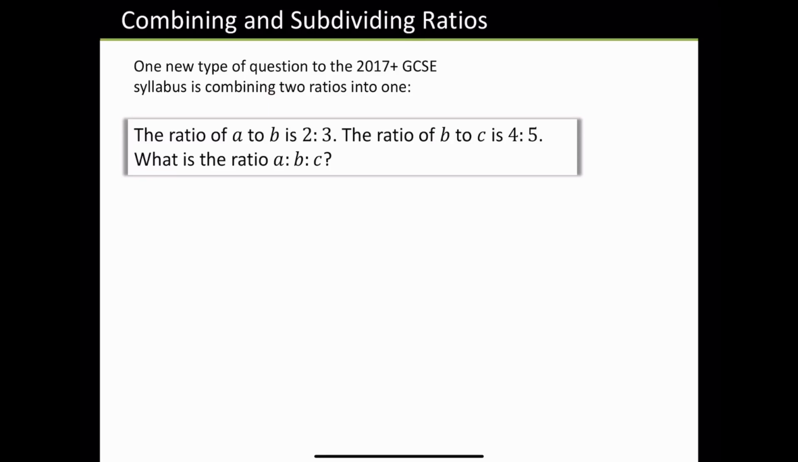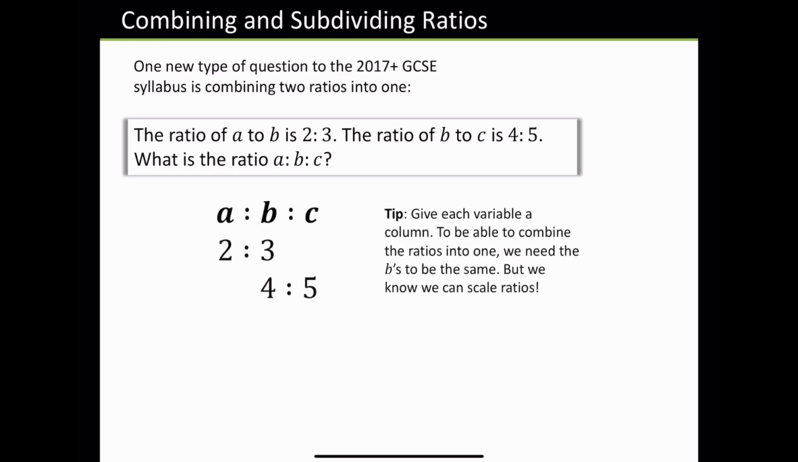So what we're doing here is combining and subdividing ratios. Look at this question. The ratio of A to B is 2 to 3. The ratio of B to C is 4 to 5. So you can actually have A to B to C, obviously.